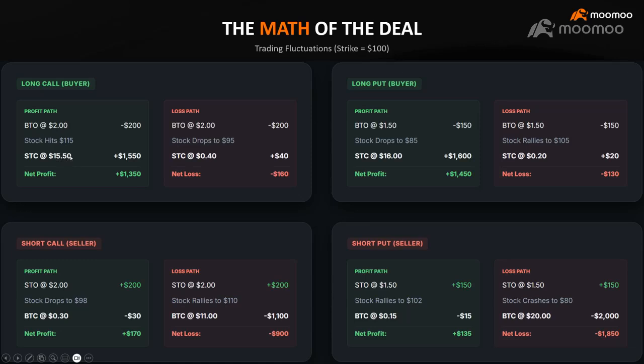But can you close the position? You can. You buy to open at $2, then the stock price goes up, then you sell to close. So you make $1,350. Do you have to exercise the call option to actually make this profit? No. You just sell to close.